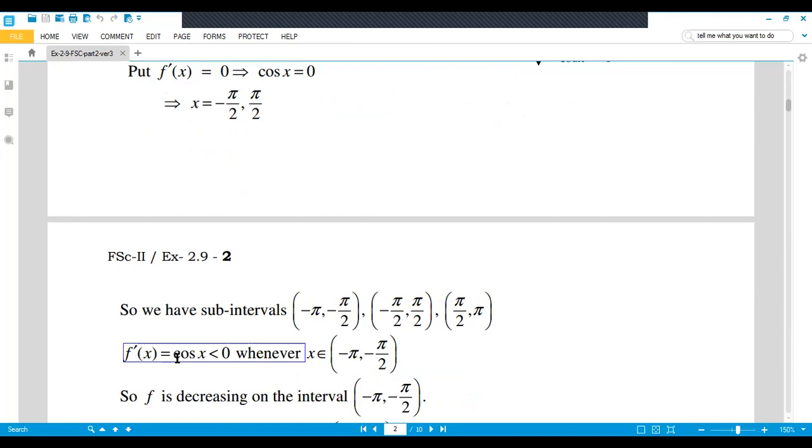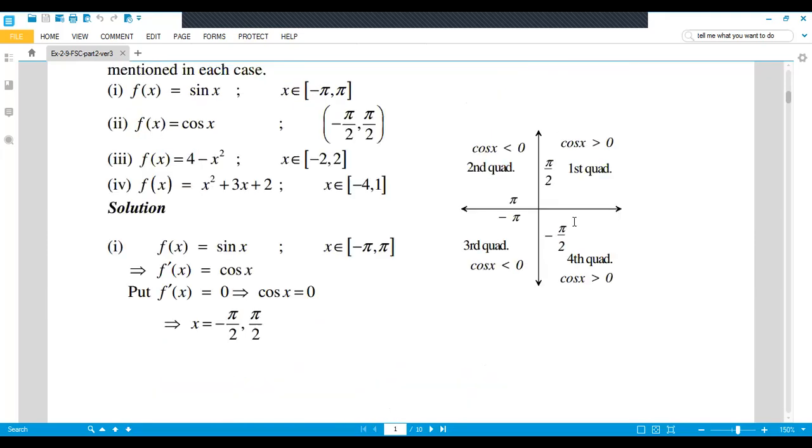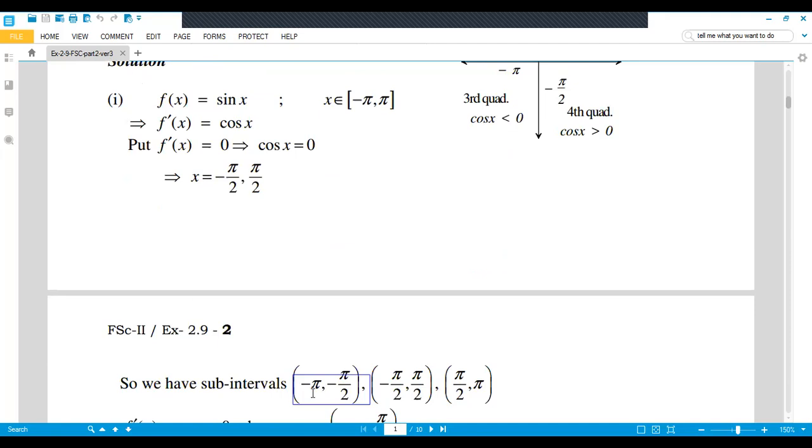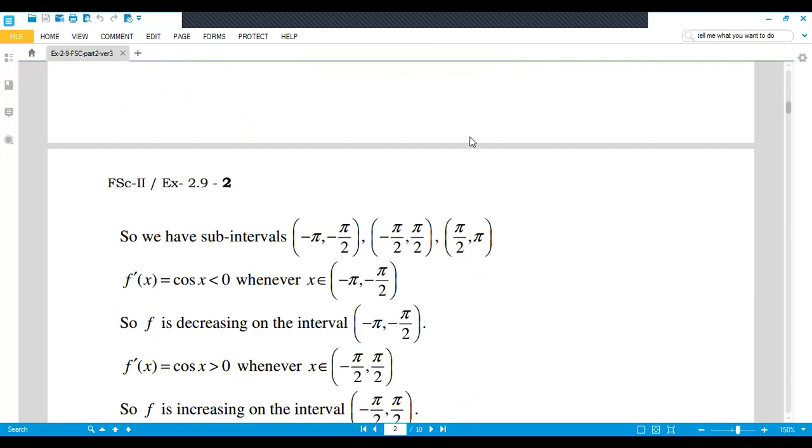Now f prime, cos x, is less than 0 when x belongs to this interval. How? Look at this quadrant. The first subinterval is what? From minus pi to minus pi by 2, this one, the third quadrant. In the third quadrant, you can check it, cos x is less than 0. Now check the second. So f is decreasing on that interval.